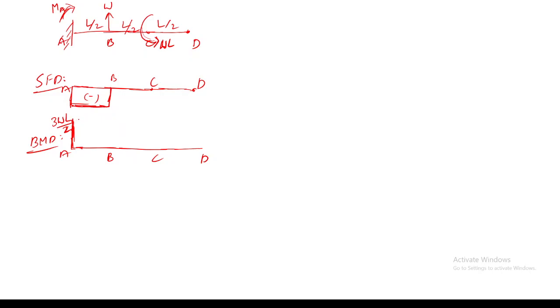So after that, at point B, what will be the value of the bending moment? WL. Yes, it is WL, and the variation will be linear. And from B to C? Constant. Yes, so B to C, it is constant. And from C to D?